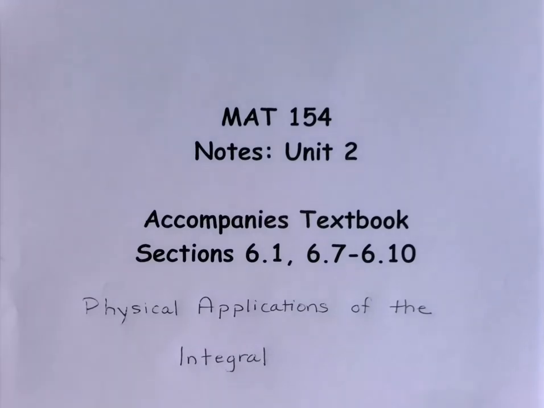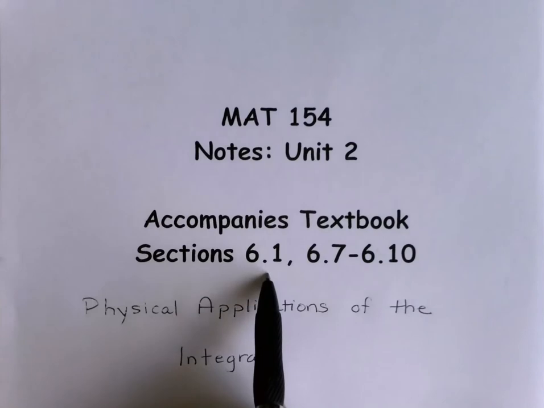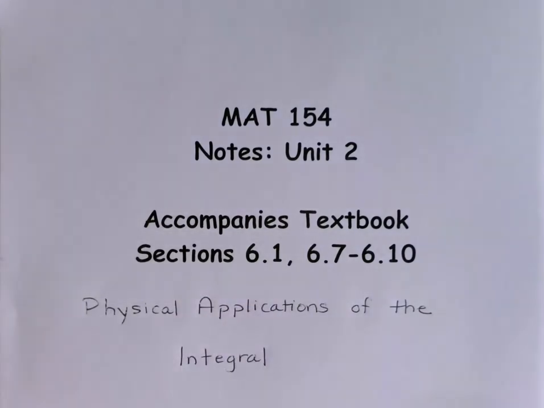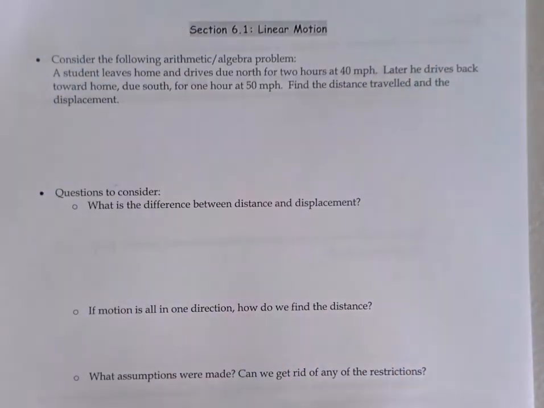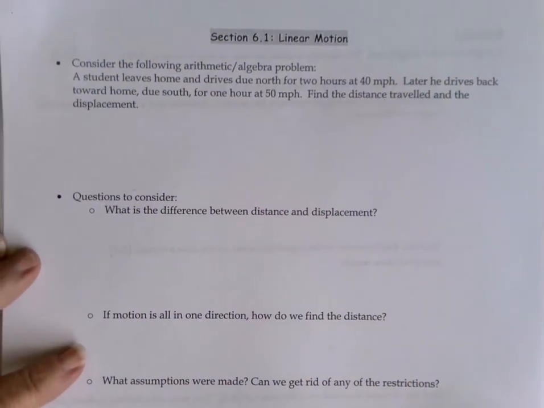This is Math 154, and we are beginning Unit 2. Unit 2 is the other half of Section 6. That's actually Section 6.1, and then the end, 6.7 through 6.10. And we'll be looking at the physical applications of the integral in this section. And we start here in 6.1, talking about linear motion.